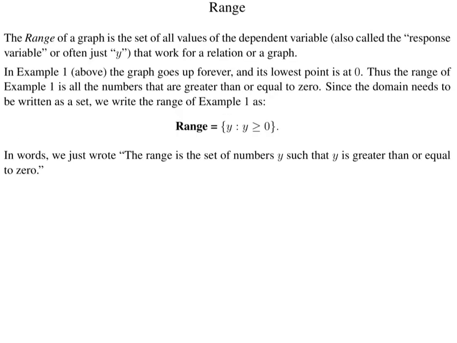Range is the set of y values, or the set of dependent variable values. If you go back and look at that graph from before, the y values started at 0 and went up forever. The arrows showed the forever part. So the range is {y : y ≥ 0}, y such that y is greater than or equal to 0. It started at 0 and hit all the numbers going up. So you can see we've got our set notation for range. Now let's do some examples.